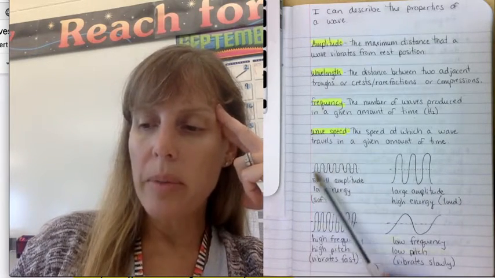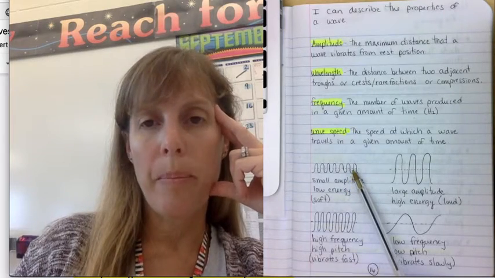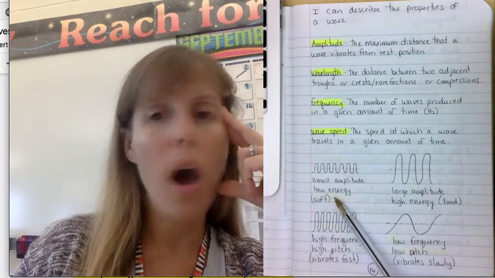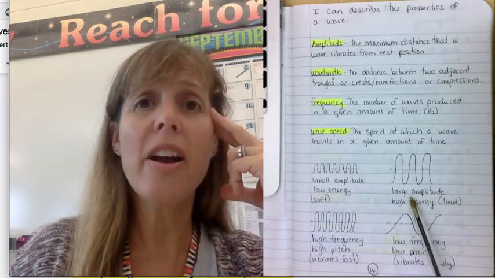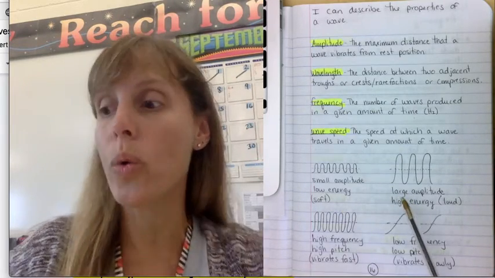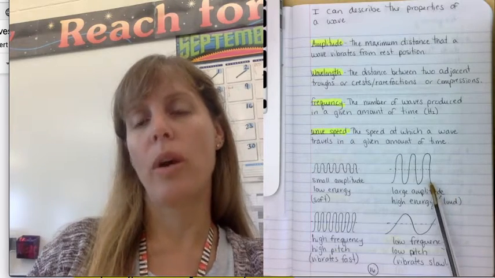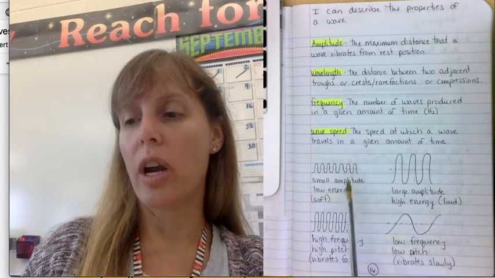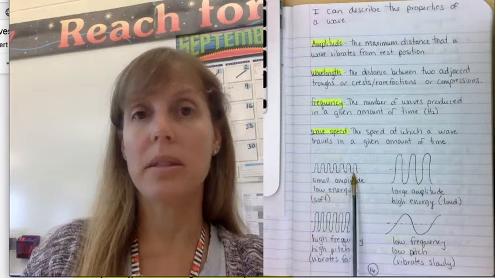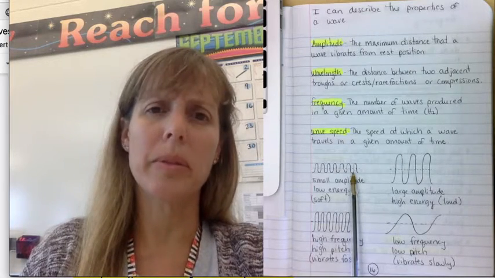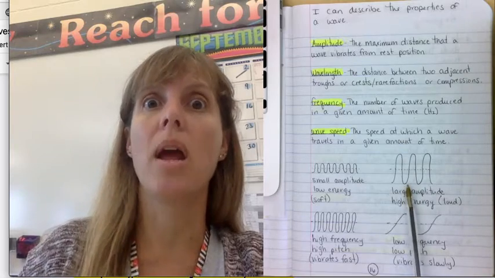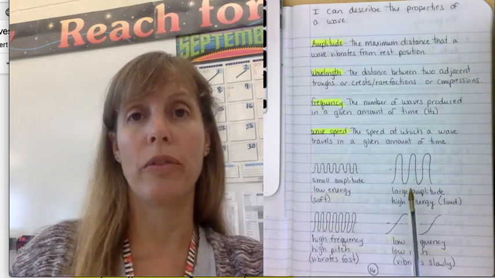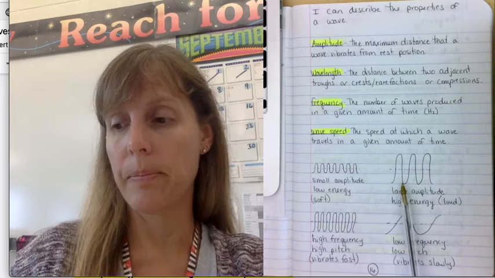So a small amplitude has a low energy, and it's a soft noise. A large amplitude has high energy and it's loud. Okay, so if you're talking about sound. If you're talking about water, small amplitude means the waves aren't very high, just little ripples maybe. If you're talking about a large amplitude in the water, you're talking about big waves that are going to knock you over if you stand in them or rock your boat a lot.